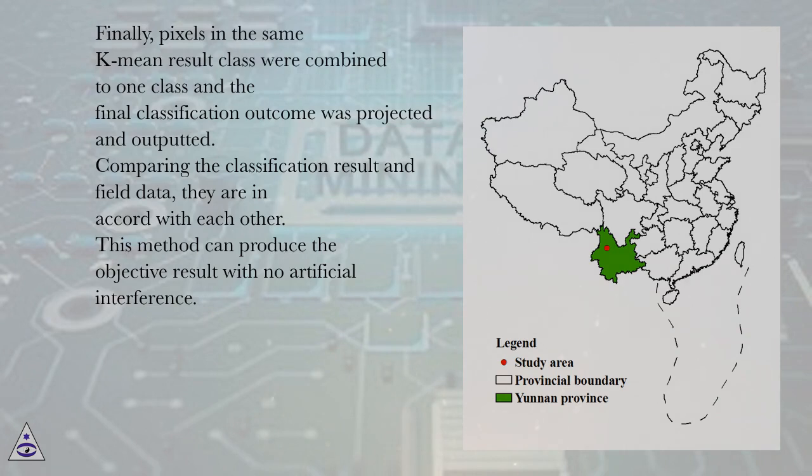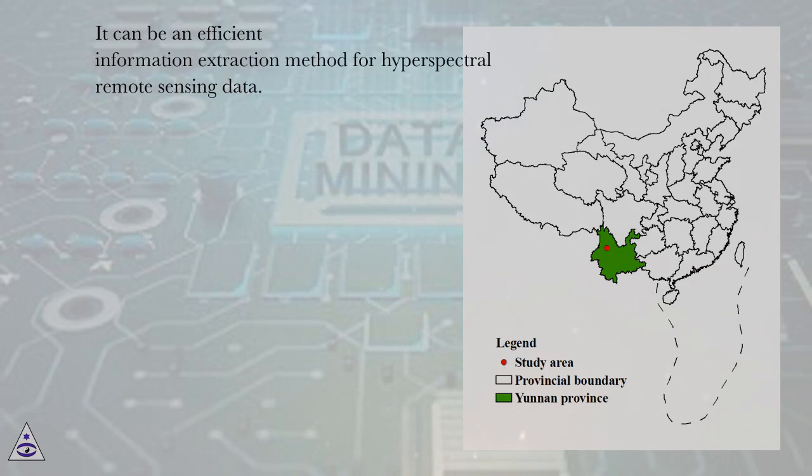This method can produce objective results with no artificial interference. It can be an efficient information extraction method for hyperspectral remote sensing data.